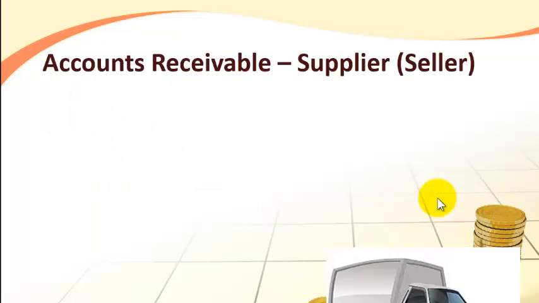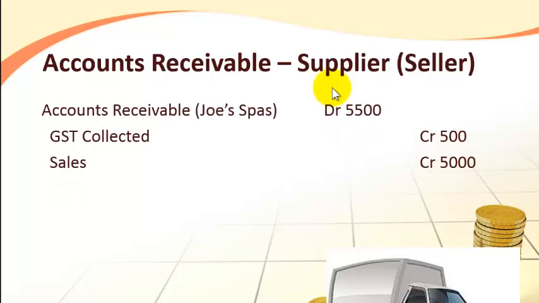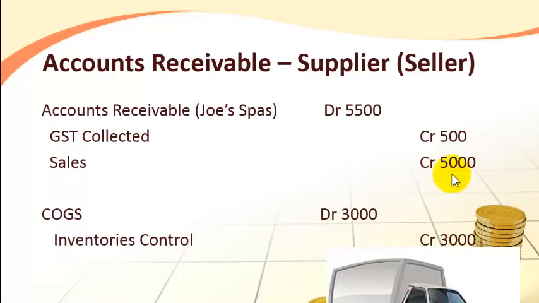So let's look at it from the point of view of the seller, that's us. So we're selling. So the first general journal entry that we must make is that we have created a debt which is payable to us, by Clearwater Pool and Spa, for $5,500. Remember, there's a GST component and the sales component is $5,000. But as well as that, assuming that those supplies cost us $3,000, we've got to recognise the cost of goods sold and a decrease in our inventory levels.